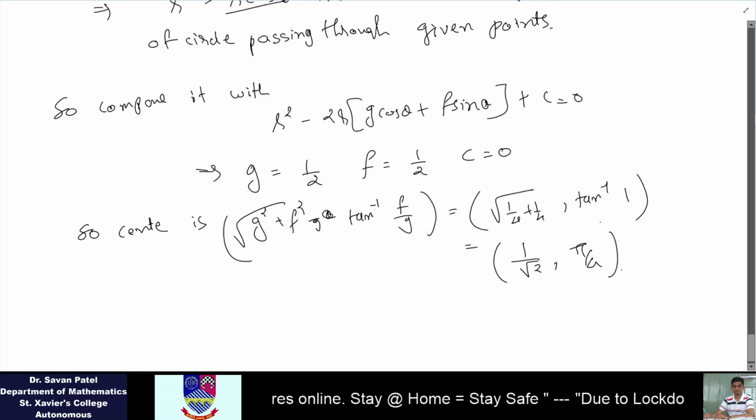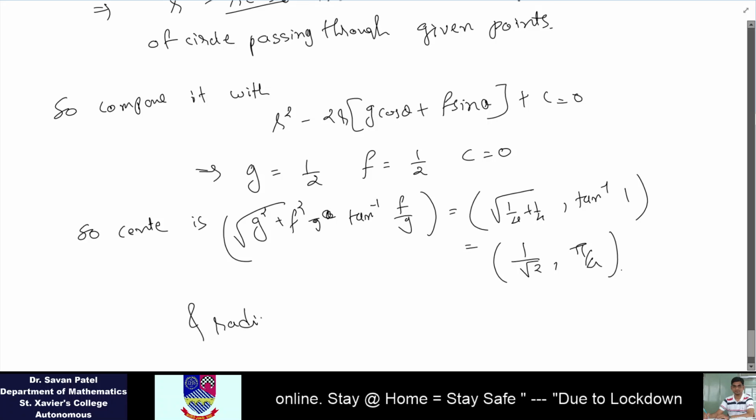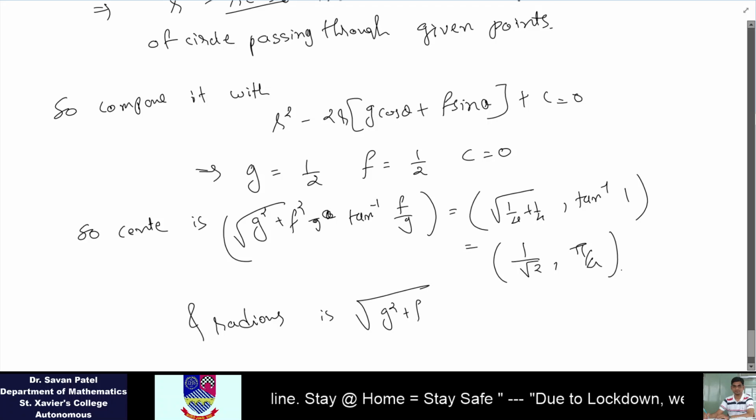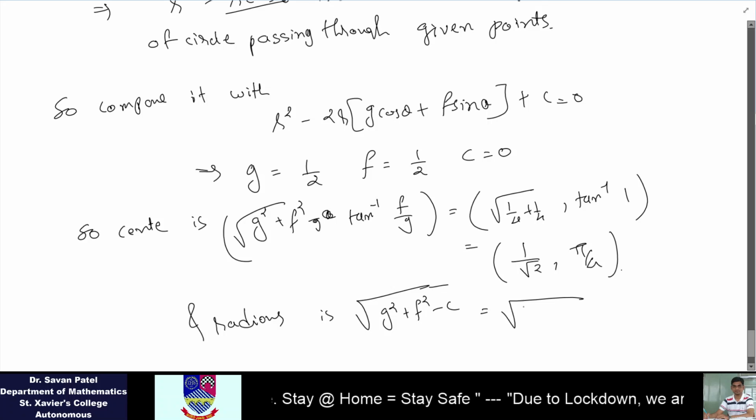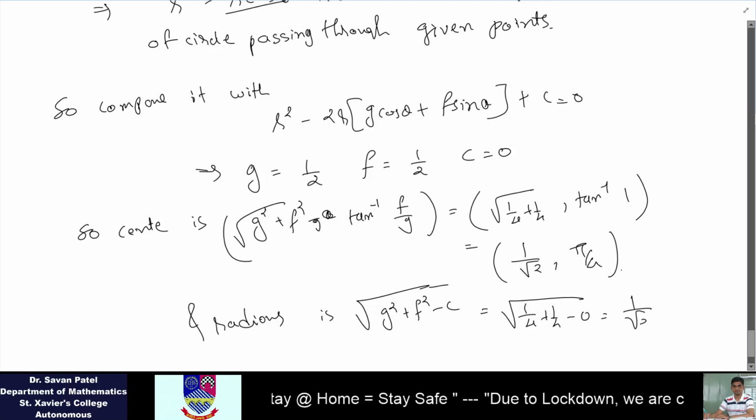Okay, and the radius is the square root of g² plus f² minus c, that is the square root of 1/4 plus 1/4 minus 0, so it is again 1/√2.